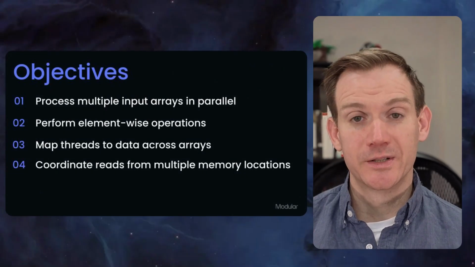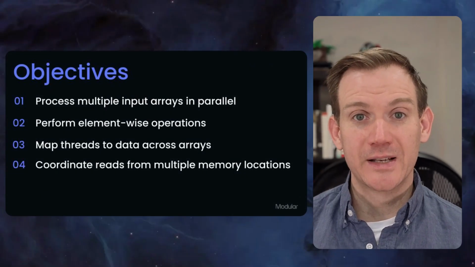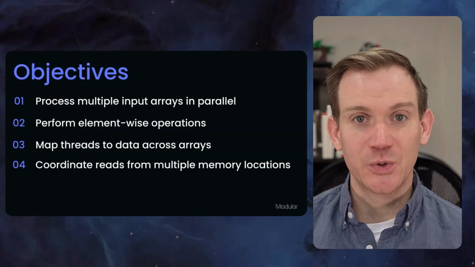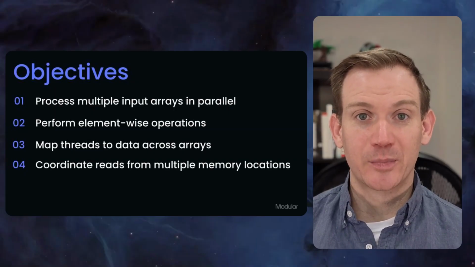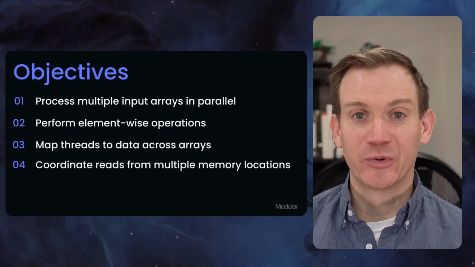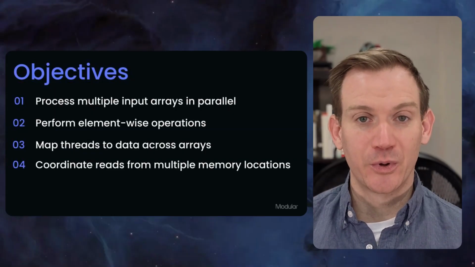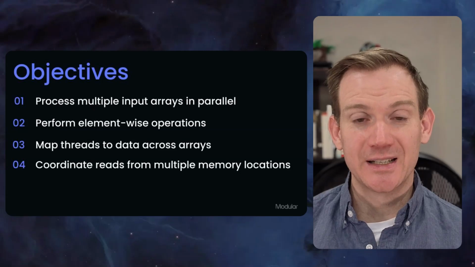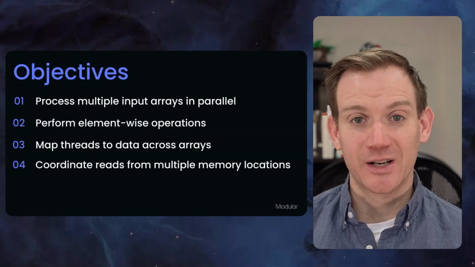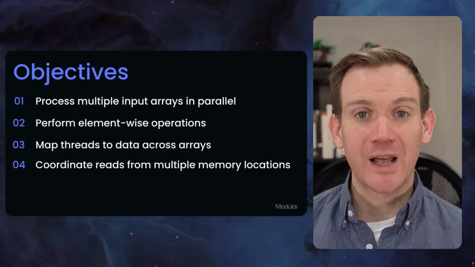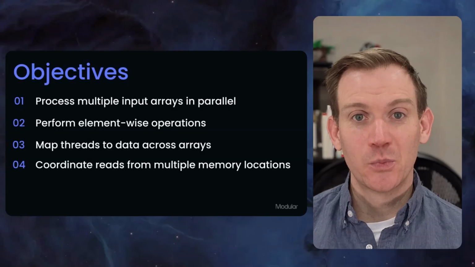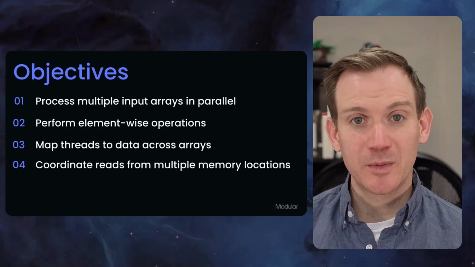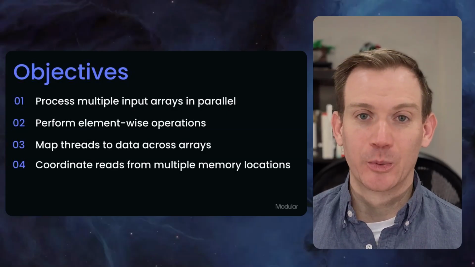Let's review what we learned. Processing multiple input arrays in parallel: we successfully handled two input arrays, A and B, simultaneously in our kernel. Element-wise operations with multiple inputs: we performed addition on corresponding elements from both arrays. Thread-to-data mapping across arrays: each thread used its ID to access the same index position across all three arrays. And memory access patterns with multiple arrays: we saw how threads coordinate reads from multiple memory locations without interfering with each other.